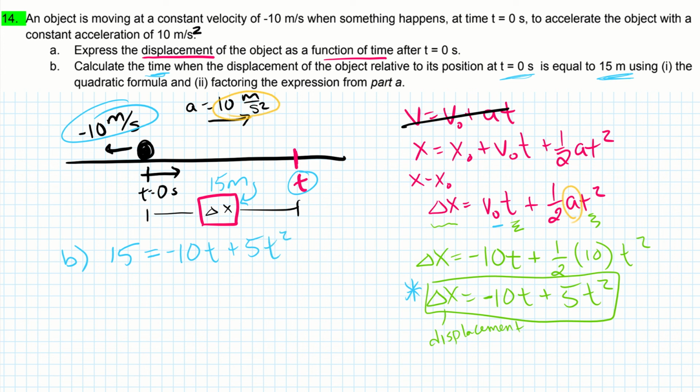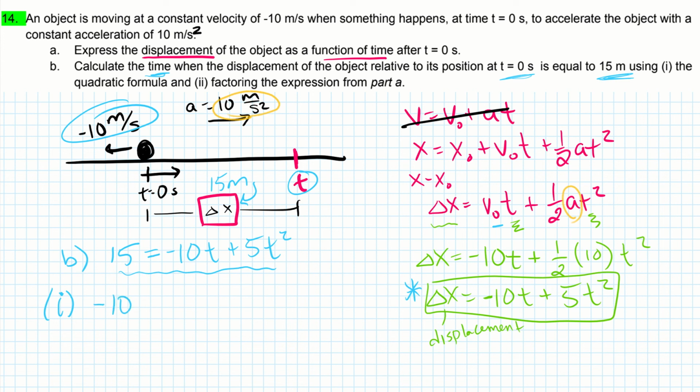This looks like something that we could use the quadratic formula for, or we could factor. And this question asks you to do it both ways. So let's start with the first way. It asks us to use the quadratic formula. In order to use the quadratic formula, I need to rearrange this and set it equal to 0. So I'm going to subtract 15 from both sides.